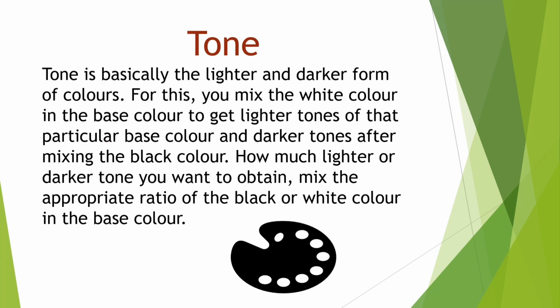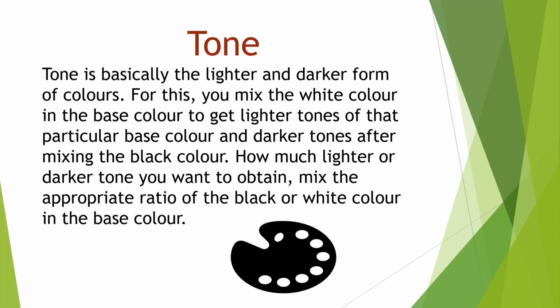Now moving forward to tone. What is basically a tone? Tone is the element of art. The way we have discussed line, form and color, now we will be discussing what is tone. That is the 4th element of art. Tone is basically the lighter and darker form of colors. For this, you mix the white color in the base color to get lighter tones. For example, we have a red color, right? So we want a light shade of red.